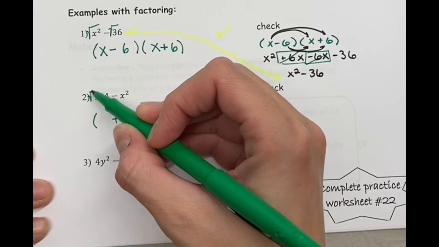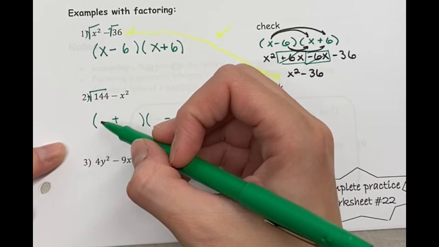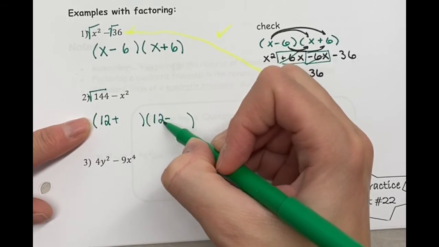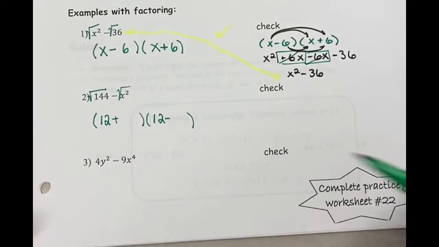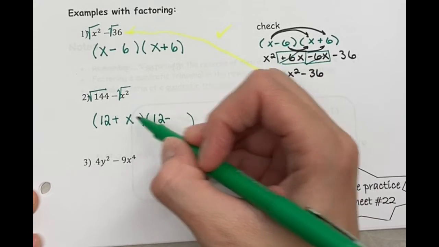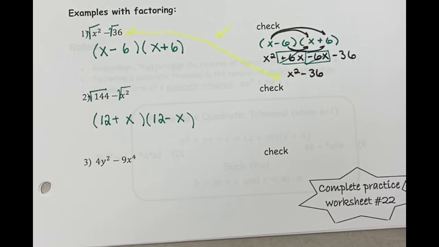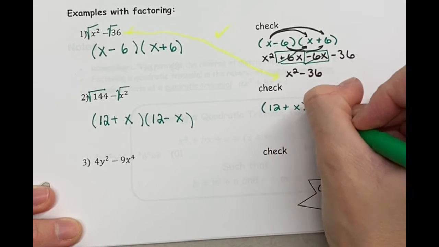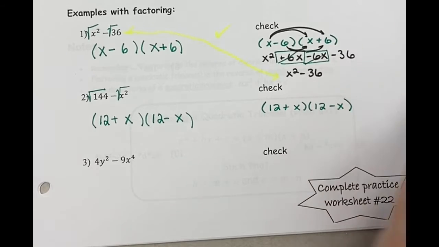And I'm going to take the square root of my first term, which is 144. The square root of that is 12. So I'm going to put that, since that's the first one, it goes first in both of my sets of parentheses. Then the square root of x squared, which is x. So I get my factored answer. So then we're going to check. So I have 12 plus x times 12 minus x.